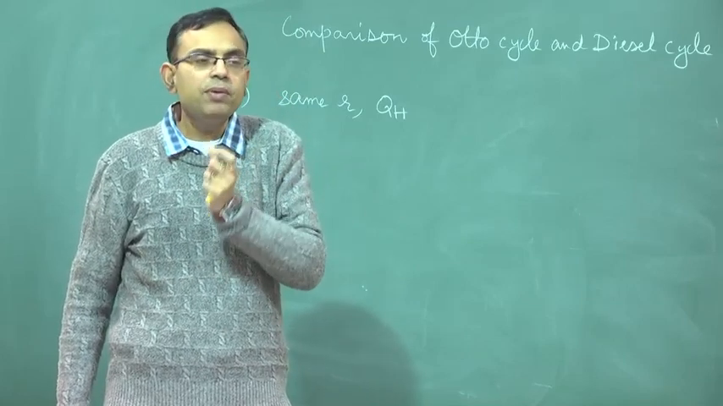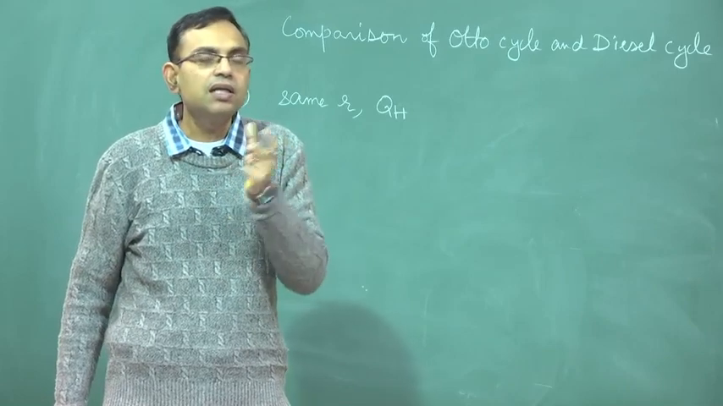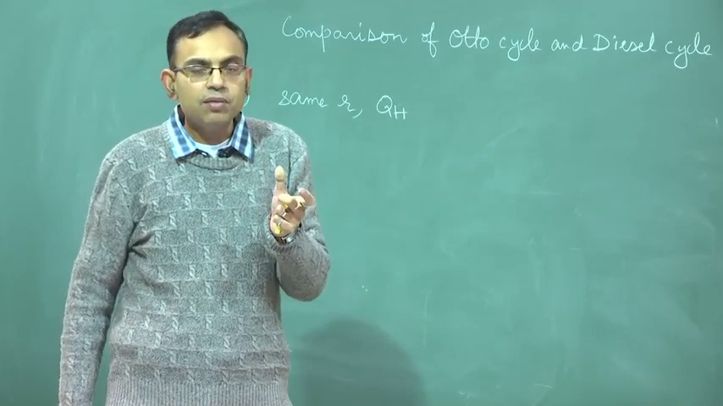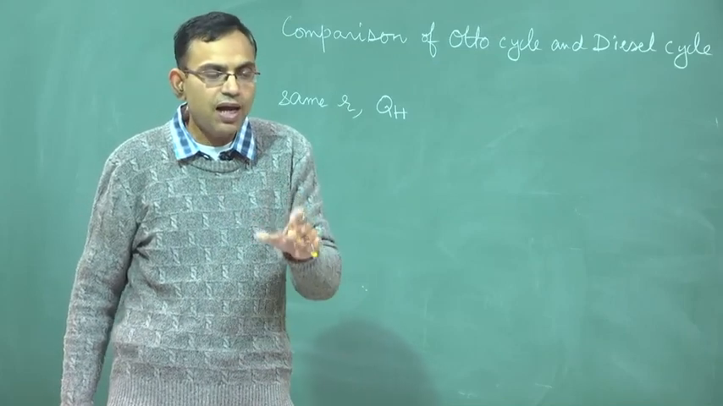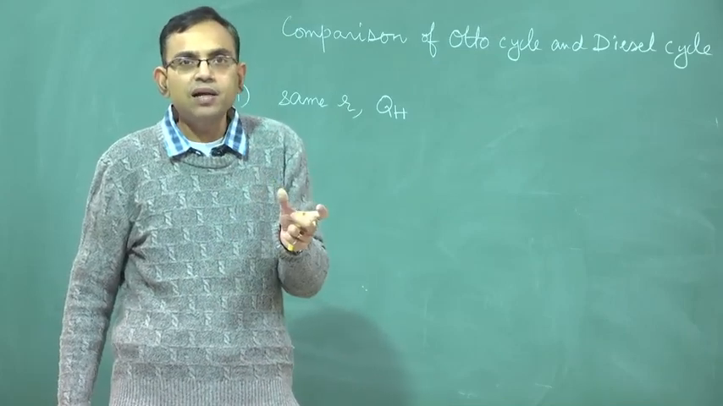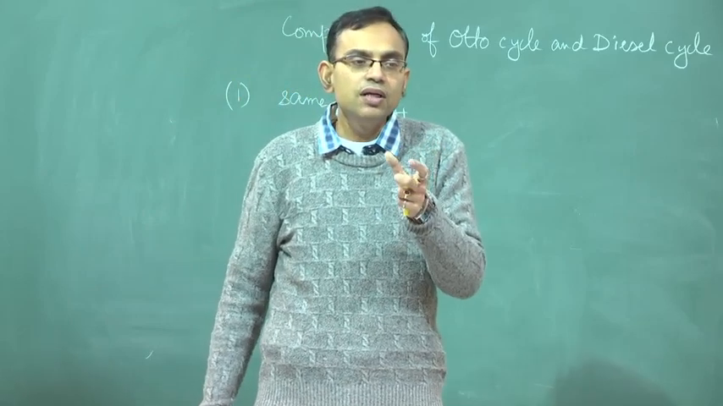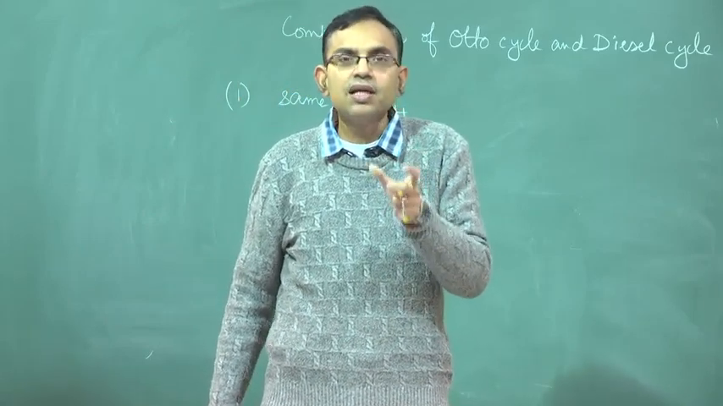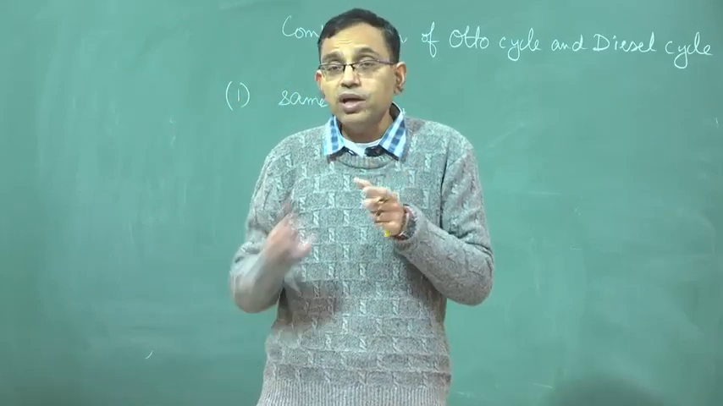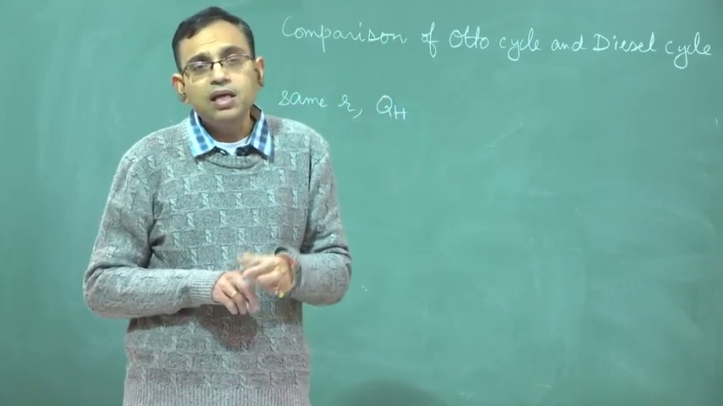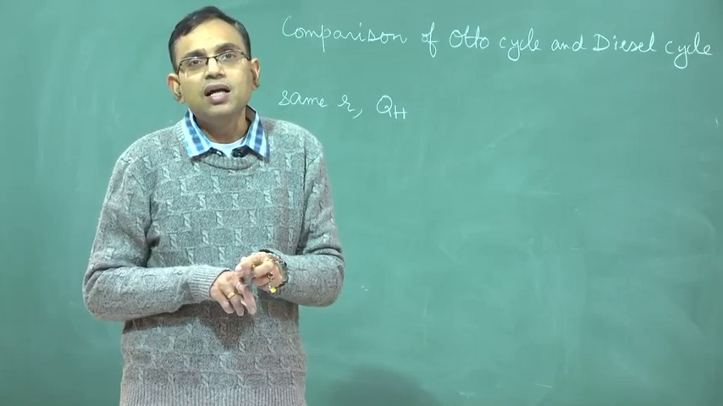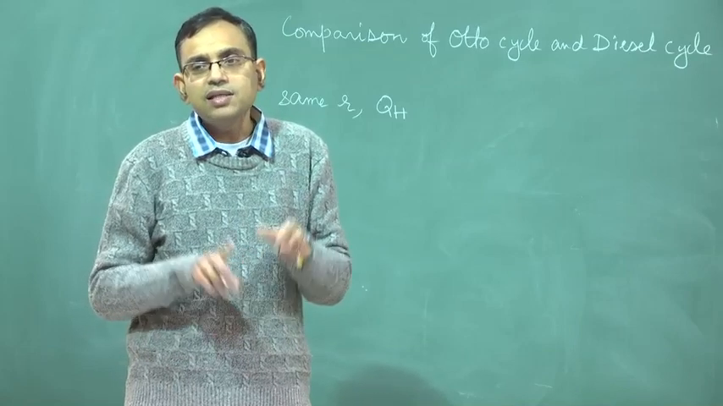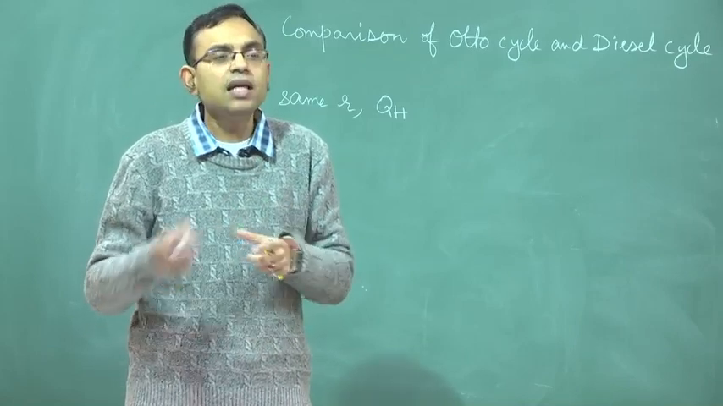the area under the PV diagram is same as the area under the TS diagram for a cycle, because cyclic integral of heat equal to cyclic integral of work, and area under the TS diagram is cyclic integral of TdS, which is cyclic integral of del Q. So, area under the PV diagram is same as the area under the TS diagram, is same as the net work and is same as the cyclic integral of heat.